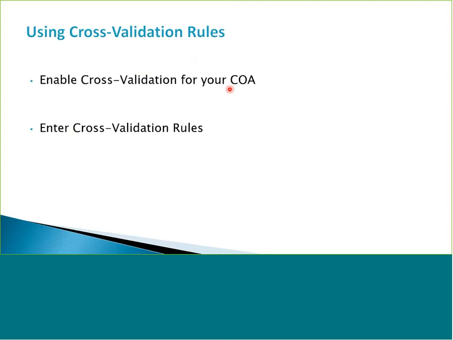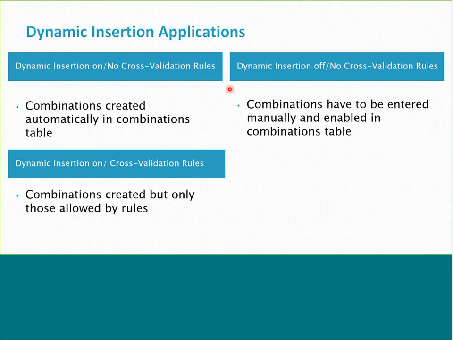Okay, so as a conclusion, remember, cross-validation rules, they can work in tandem or together with the dynamic insertion feature. So as a revision, we remember dynamic insertion, when it's on, any rule, any combination can go into the combination table, right? And then remember, we said we can turn off dynamic insertion, and in that case, we'll have to manually enter all the valid combinations in the combination table.